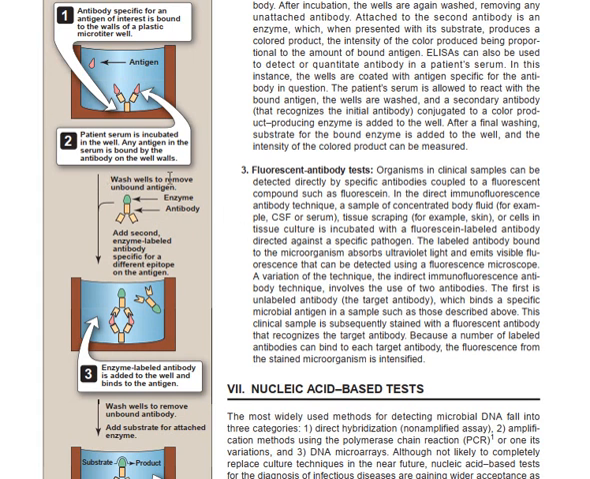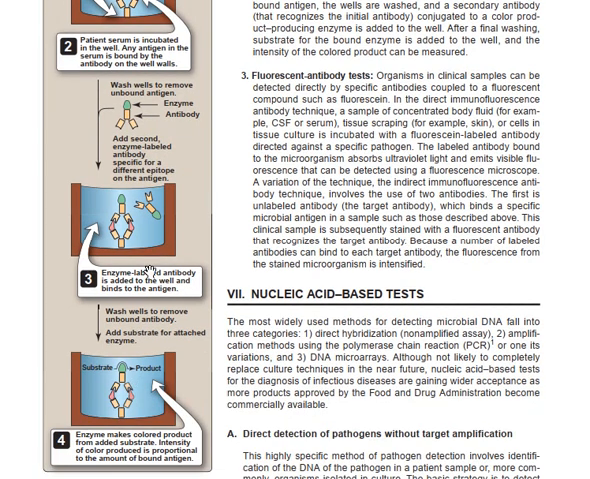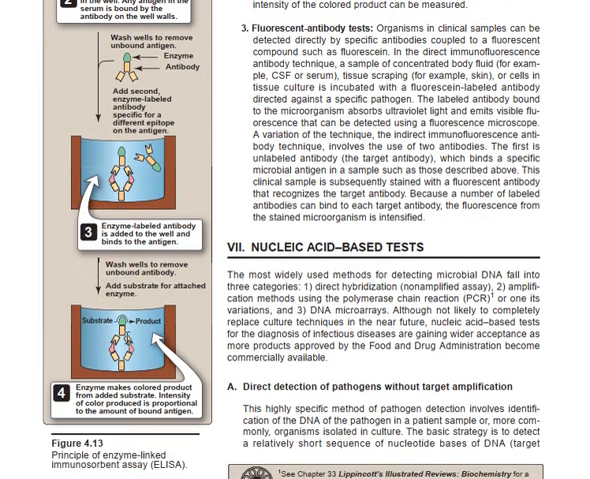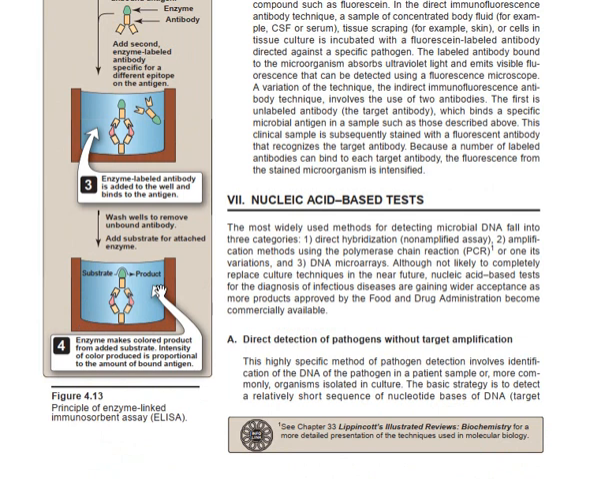After washing the well to remove the unbound antigen, you place an enzyme-labeled antibody. So you add a second enzyme-labeled antibody specific for a different epitope. After that, you wash the well again to remove the unbound antibody. Is it clear? So after washing, you now add a substrate.